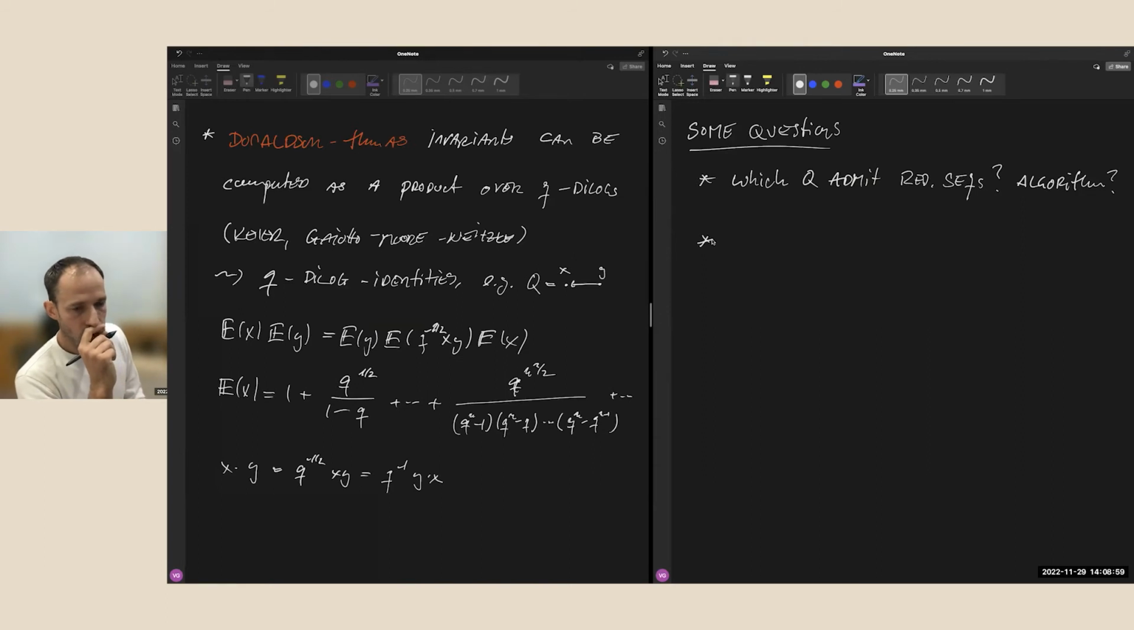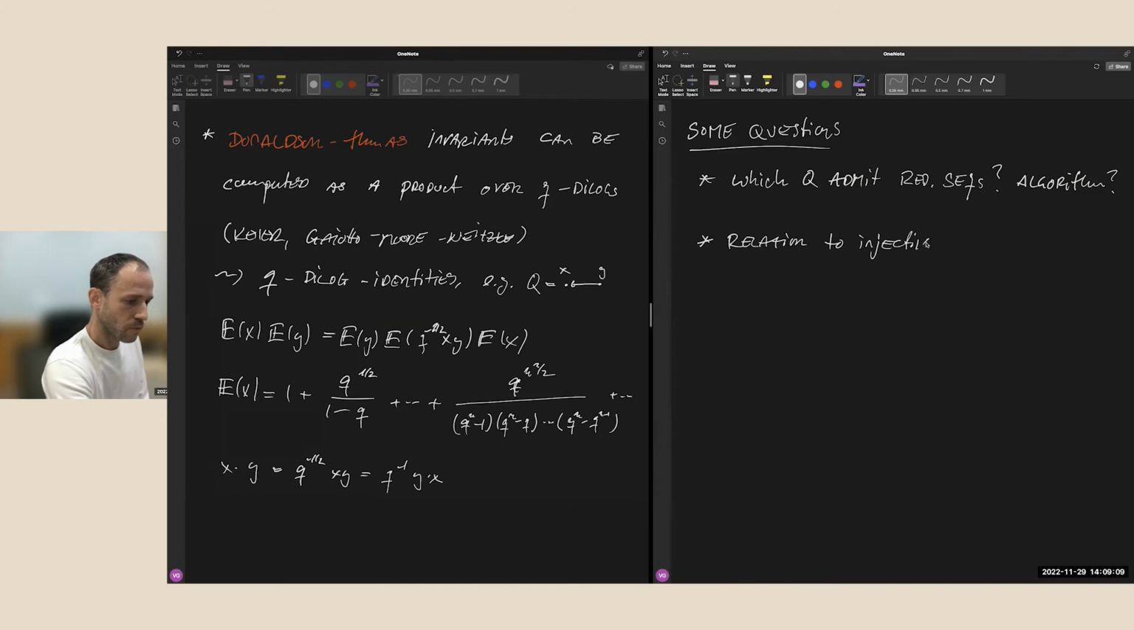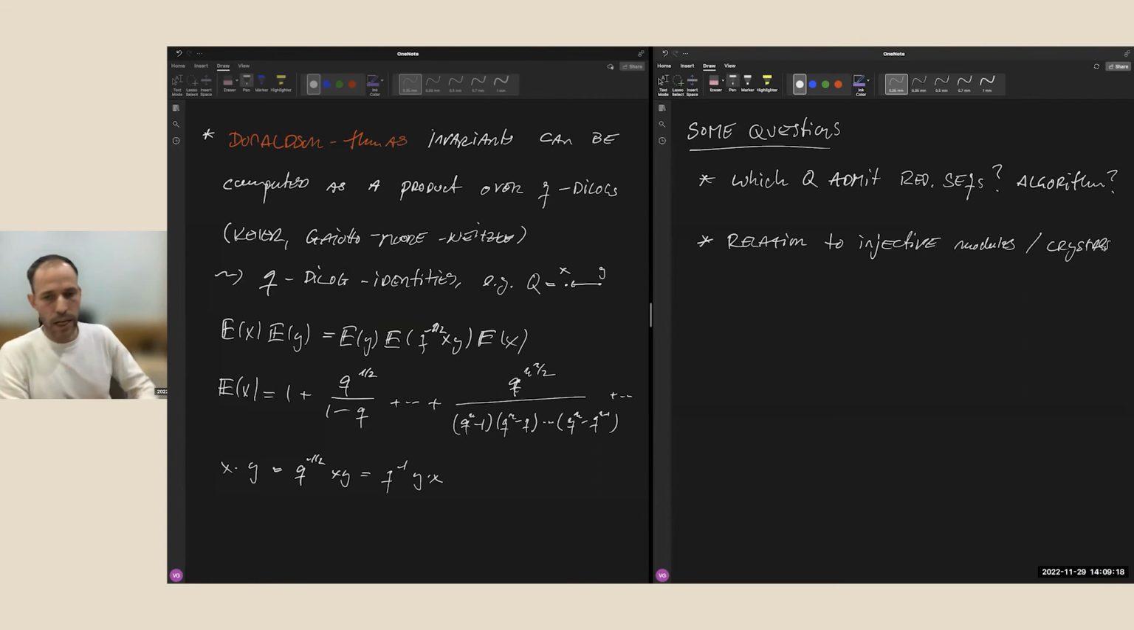And so also, I want to know what's the relation to injective modules and crystals. So we can attach some kind of crystal action to the principal extension, and what's the meaning of this?